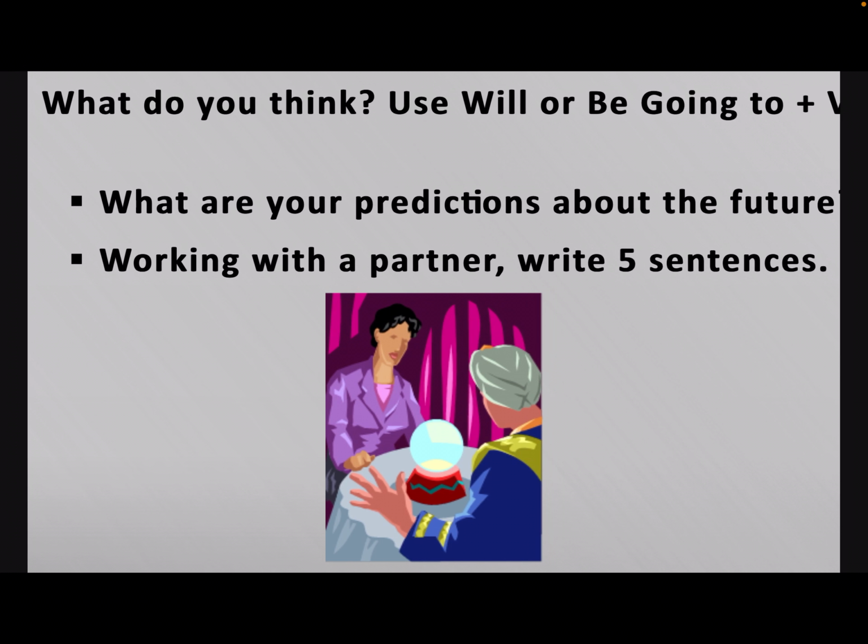And here in predictions, what do you think? Use will or be going to plus your verb. What are your predictions about the future? You can work with a partner, or you don't have to. Write 5 sentences predicting your future and using will and be going to, and that will be your homework.